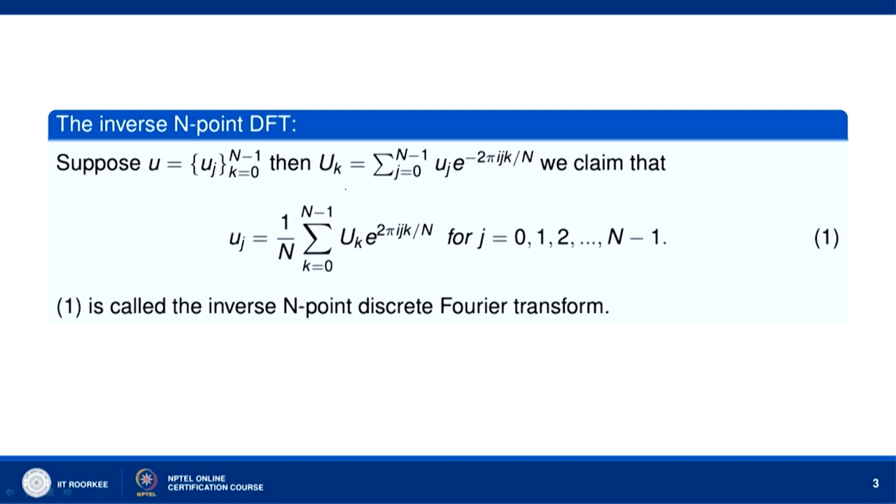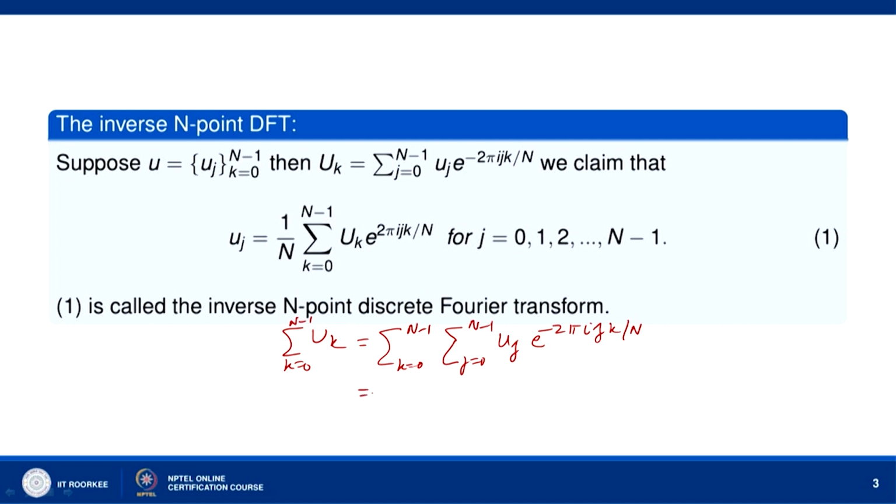So, we have u_k given to us. Using the definition of DFT, sigma k equal to 0 to n minus 1 of u_k will be equal to sigma k equal to 0 to n minus 1 of the value of u_k, which is sigma j equal to 0 to n minus 1 of u_j e to the power minus 2 pi i j k by n.